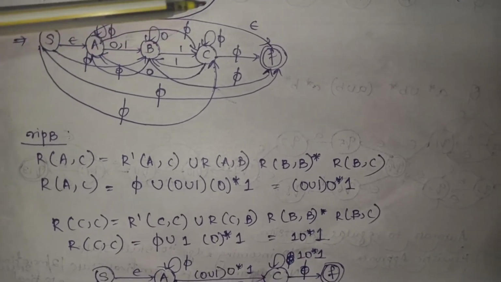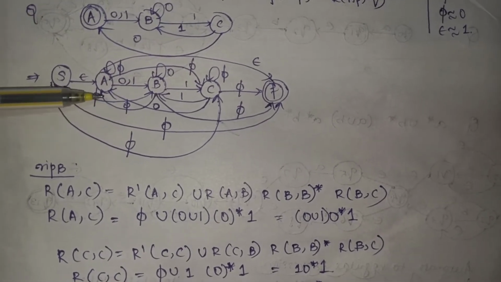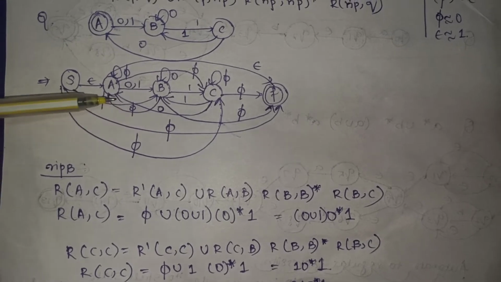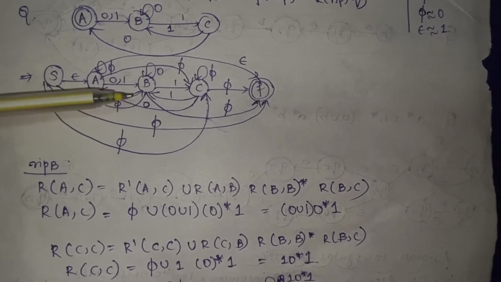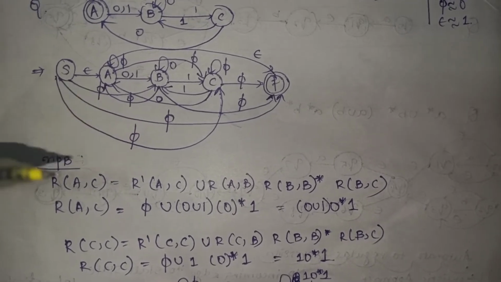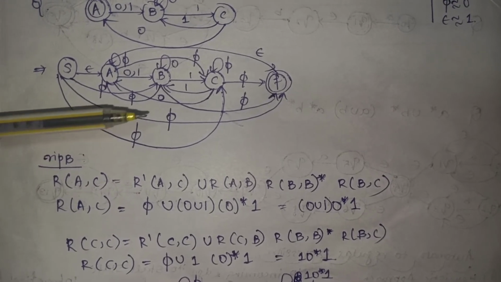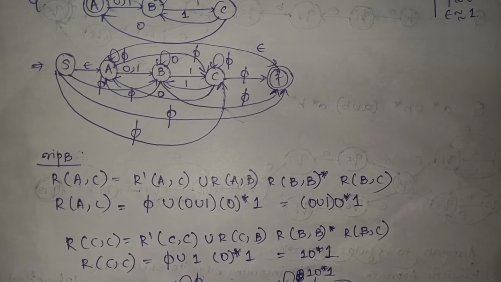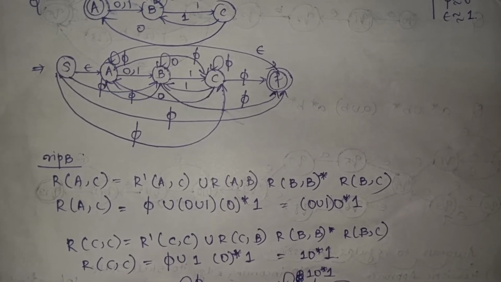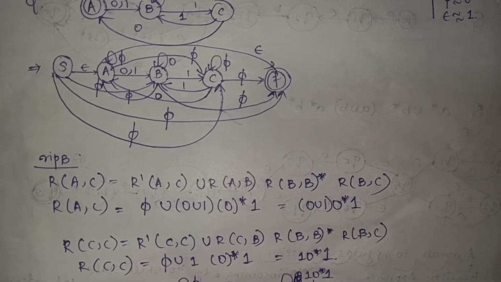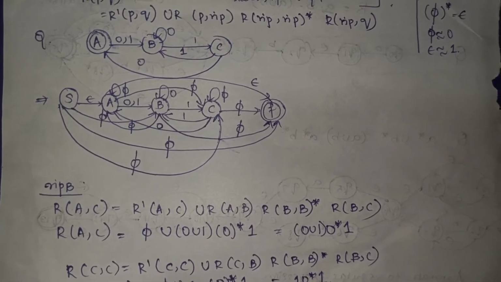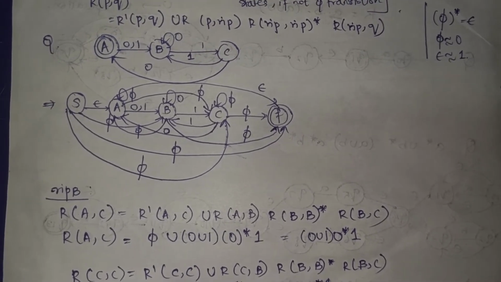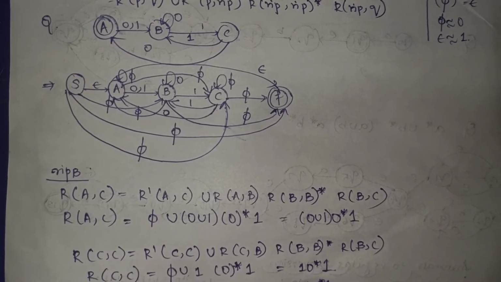Now coming to C to A, you have a transition, so no worries. C to B you have a transition, no worries. But B to A you don't have a transition, so you put an epsilon transition. So if there is no direct transition, you put a phi transition, and only when you're removing the final state and the start state, you'll be putting epsilon transition. So when you've got this, you start ripping. For ripping, you use the formula as mentioned earlier.